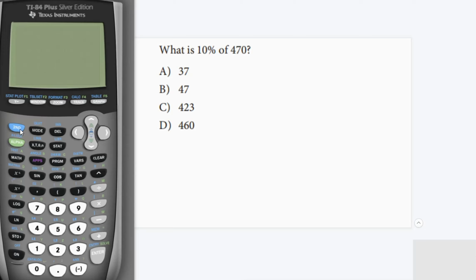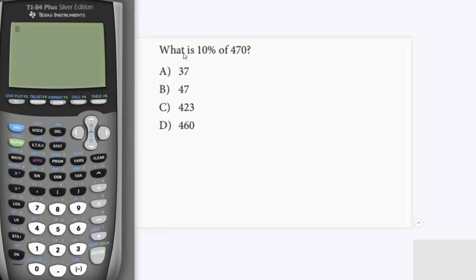To clear this calculator, just press second, then this plus button, and you will see memory on top of it. Then press 7 for reset, then press 1 for all RAM. You want to reset all RAM, that's what you want. Then press 2 to reset all RAM. So RAM cleared, we are now good to go.